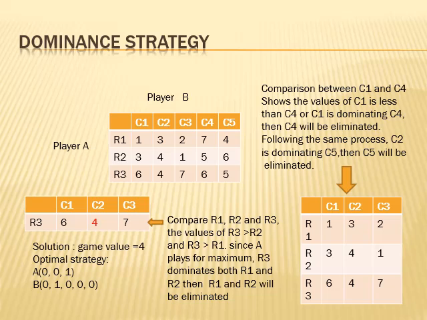Optimal strategies for A: he has no first or second strategies, but he has the third strategy, so 0, 0, 1. For player B, who has 5 strategies, he chooses strategy number 2. That's why his optimal strategy is 0, 1, 0, 0, 0.